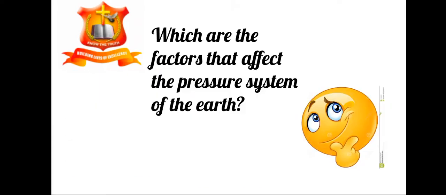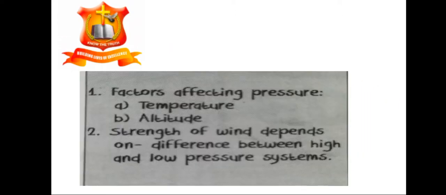Which are the factors that affect the pressure system on the earth? So the factors are temperature and altitude that affect the pressure system of the earth. When the temperature of a place increases, the air heats up, expands, and rises. Thus, air pressure of that place falls.